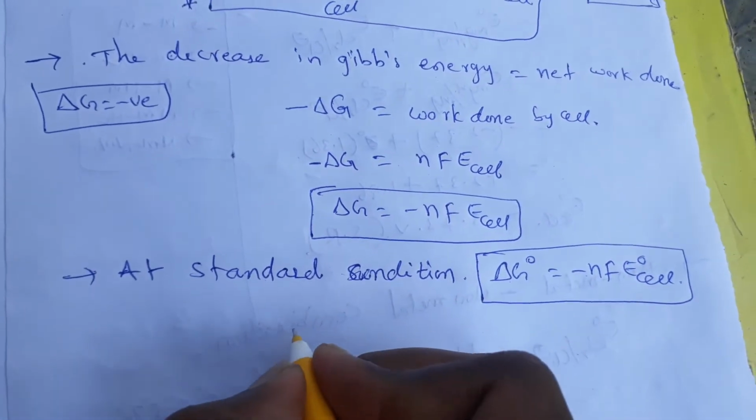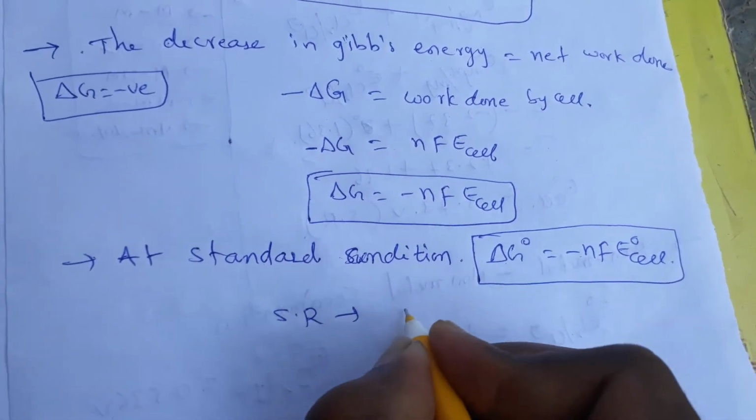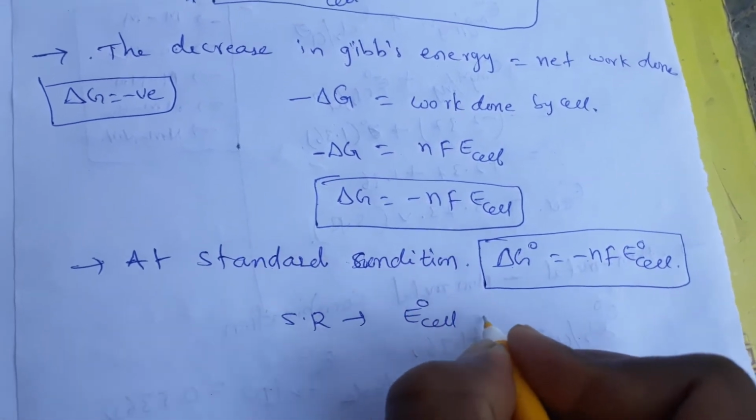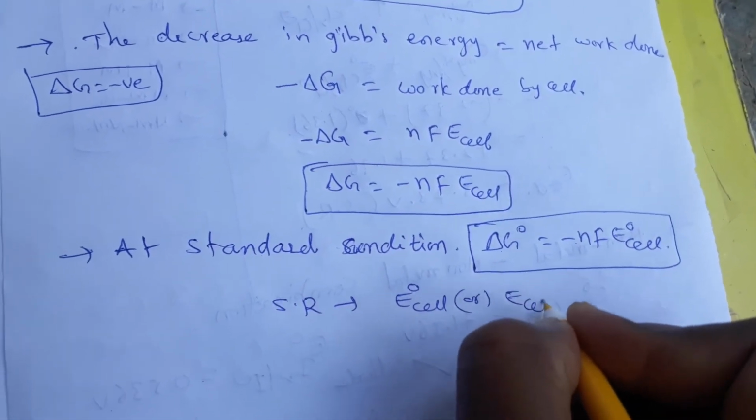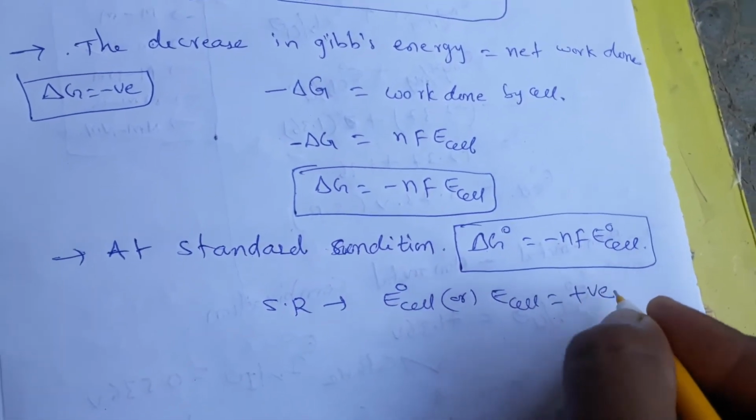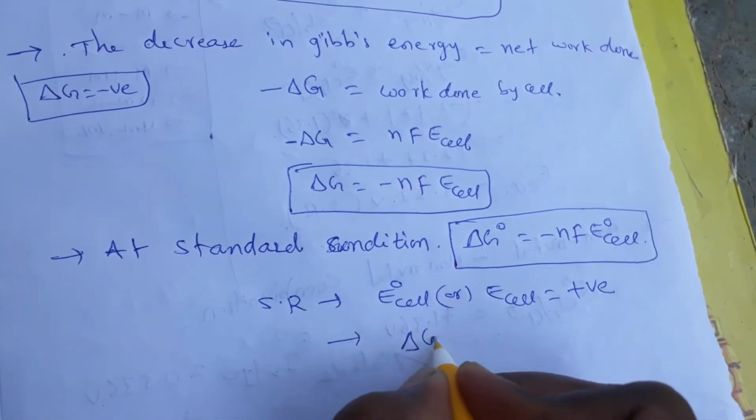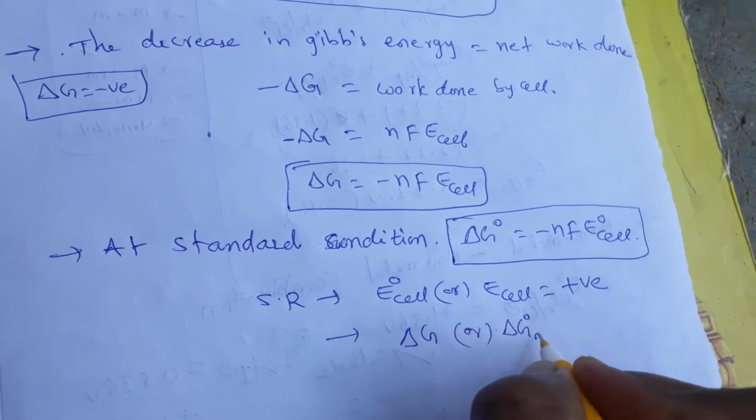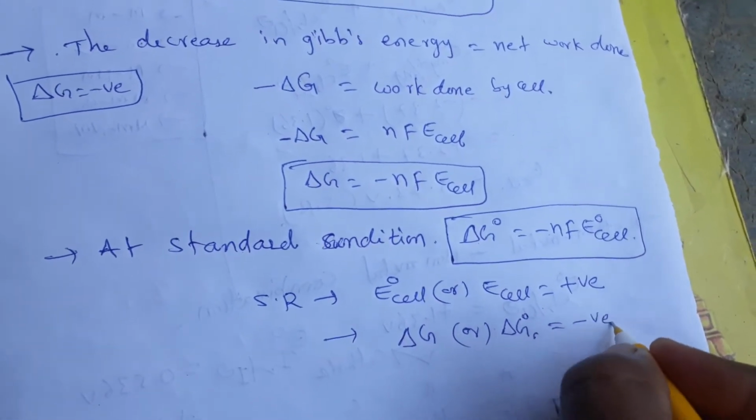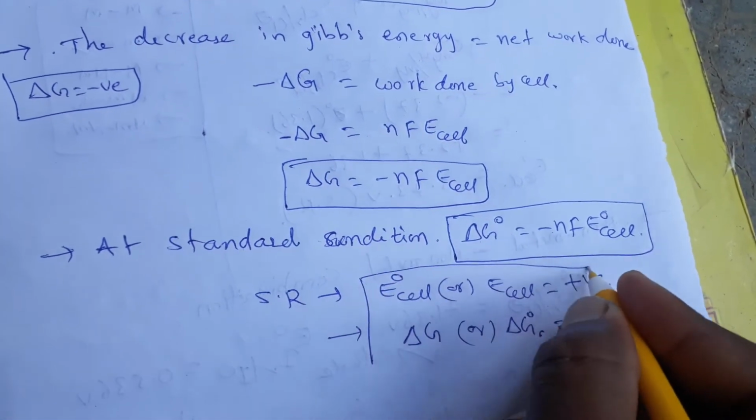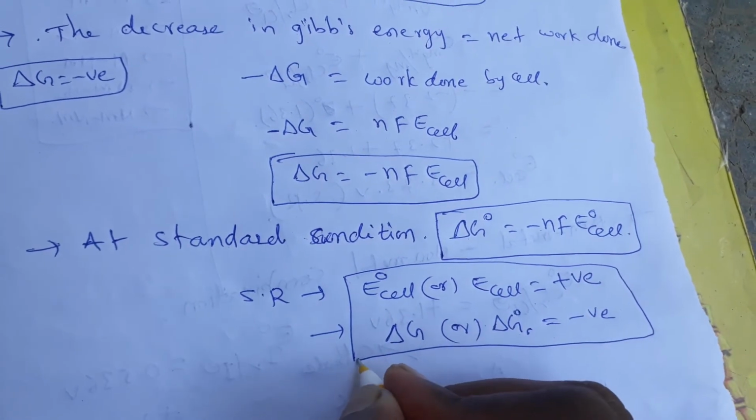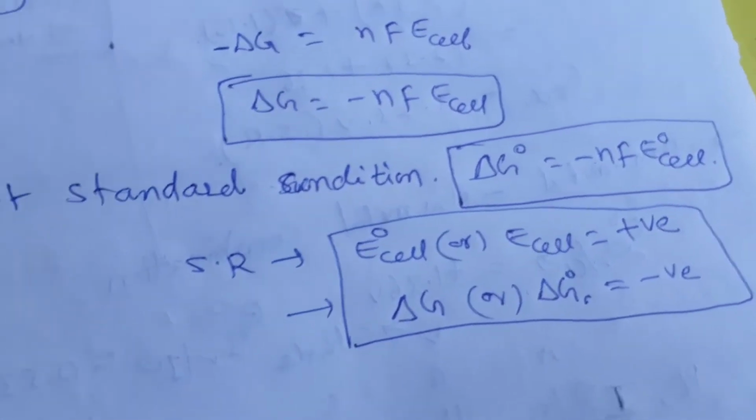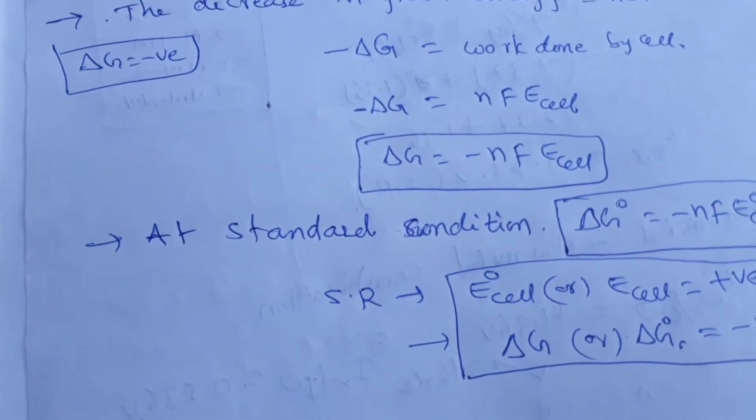So E naught for the spontaneous reaction, E naught cell or E cell value, will be positive, and the change in Gibbs free energy at standard conditions is negative. Then only we can say it is a spontaneous reaction, meaning it is work done by the system.